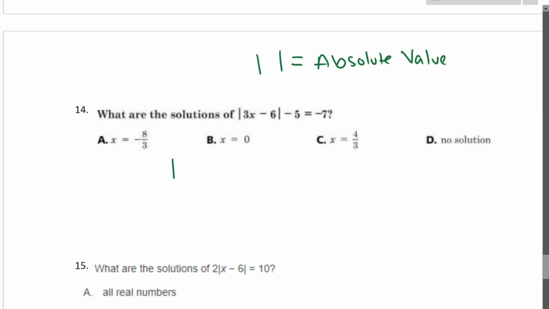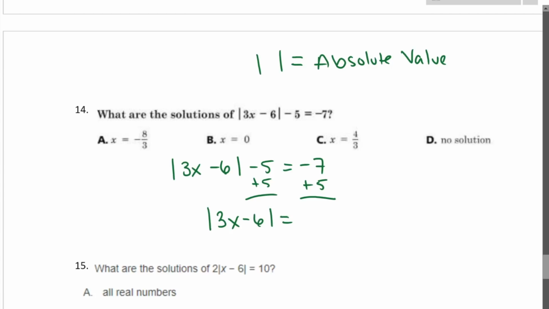So let's see. Absolute value of 3x minus 6, minus 5 equals negative 7. In order for me to do this problem, I need to get rid of the negative 5 first. So let's go ahead and do that. Plus 5, plus 5. That leaves you with absolute value of 3x minus 6 equals negative 2. You borrowed $7 from somebody, you only paid them $5, you still owe them $2.